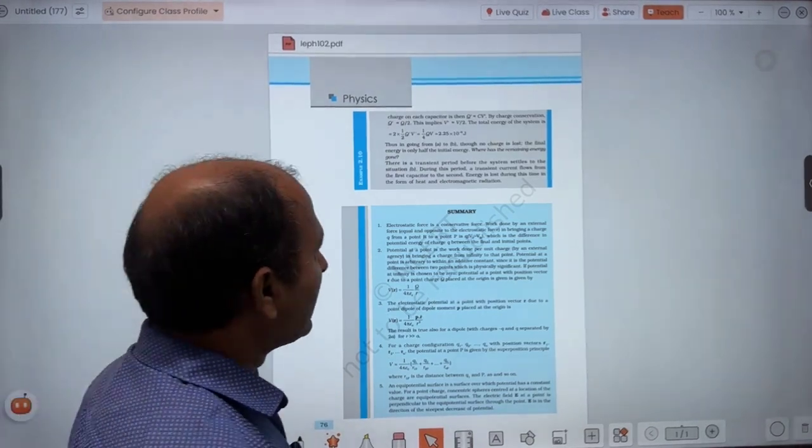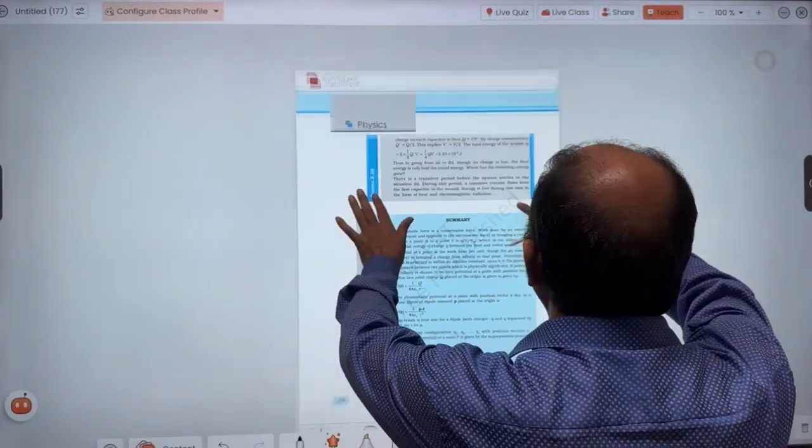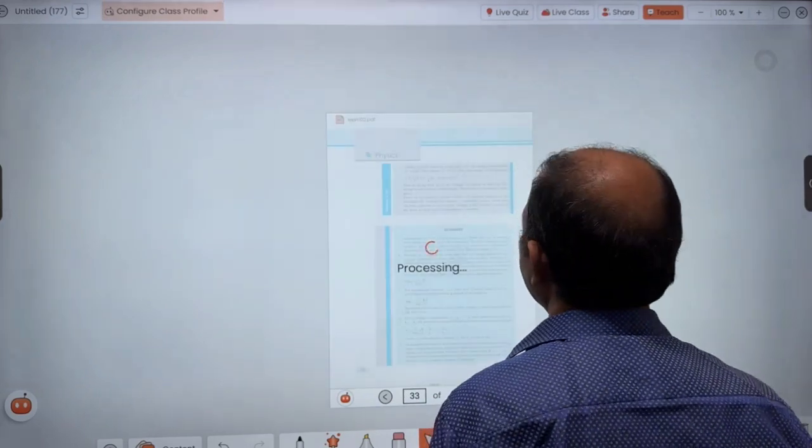Now this chapter is over. Now we are going to see some numericals based on the chapter.